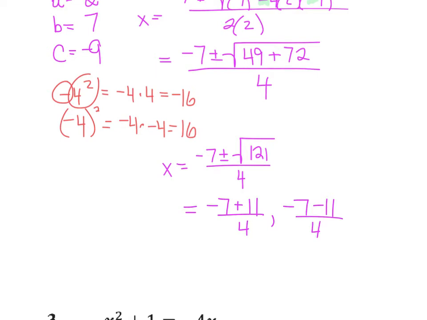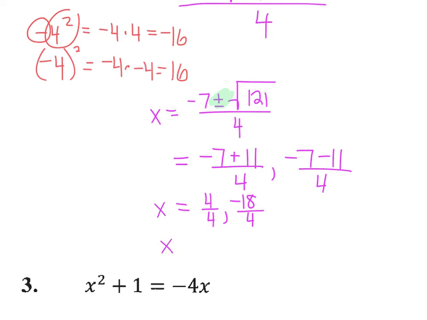Don't forget that this plus or minus is an abbreviated way to write both of those expressions. It's -7 plus the square root of 121 all over 4, -7 minus the square root of 121 all over 4. So because 121 is a perfect square, I do rewrite both of them individually. -7 plus 11 is 4 over 4. -7 minus 11 is -18 over 4. So x is going to equal, let's reduce these, 1 and -9 halves.